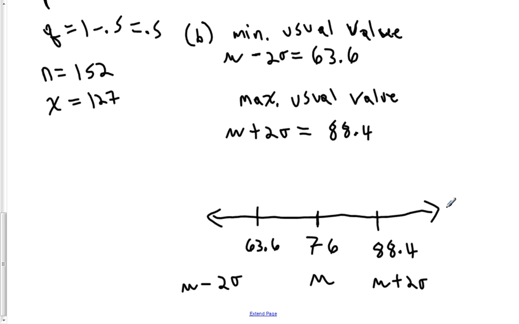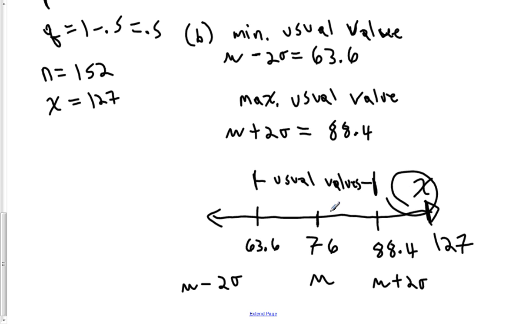The value that we got was 127, way out here. This was the x value that we had, and this x value is well outside of the range of usual values. So the usual values are in here, and we're well outside of that range. So therefore, having 127 boys would be unusual because it's well outside of the range of usual values.